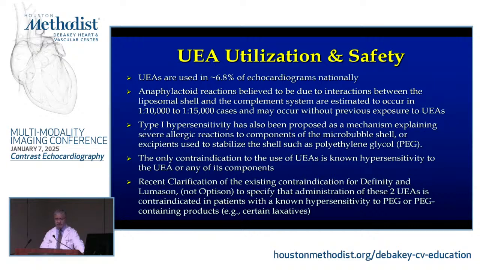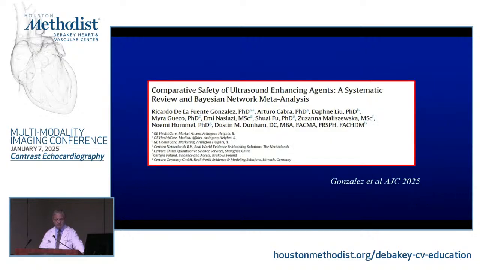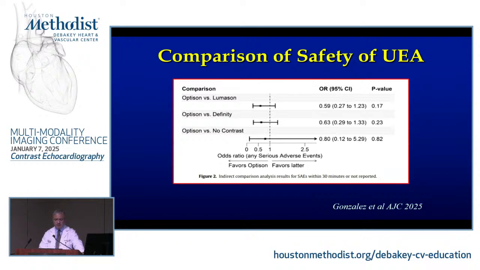There is some recent data. Actually, it's still online prior to publication; I just discovered it yesterday. This is from Gonzalez et al. in the American Journal of Cardiology, coming out this month. They did a comparative safety study of ultrasound agents, a systematic review in addition to a network analysis, covering thousands of studies and millions of exposures. There is no significant difference between Optison, Lumason, Definity, and no contrast. You could see a little tendency to fewer major effects. Remember, this is 1 in 10,000, 1 in 15,000, and part of the reason you cannot come up with any strong recommendation is the rarity of such an event.